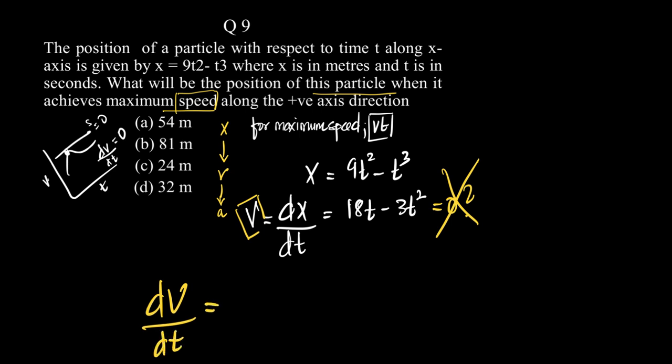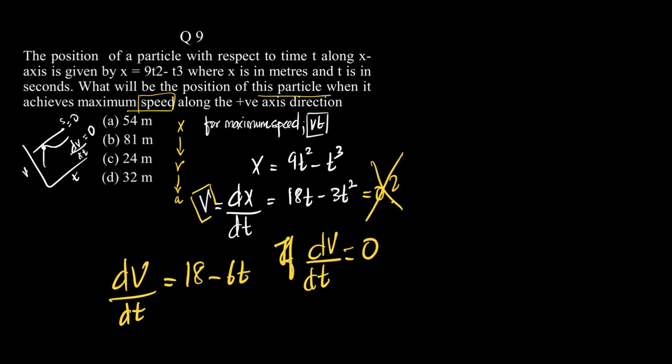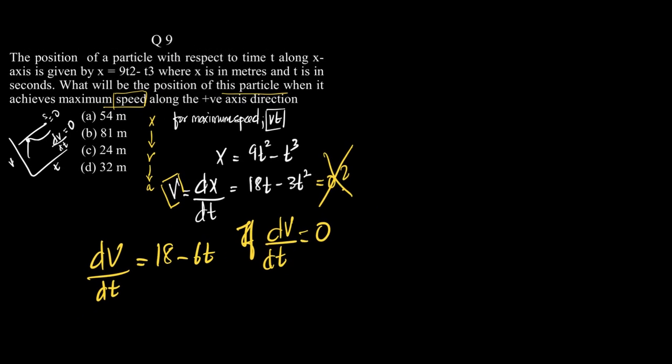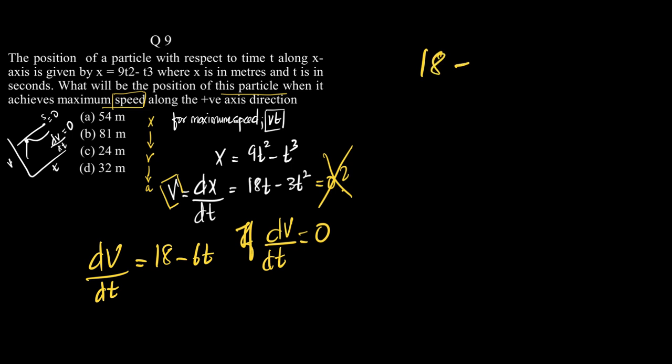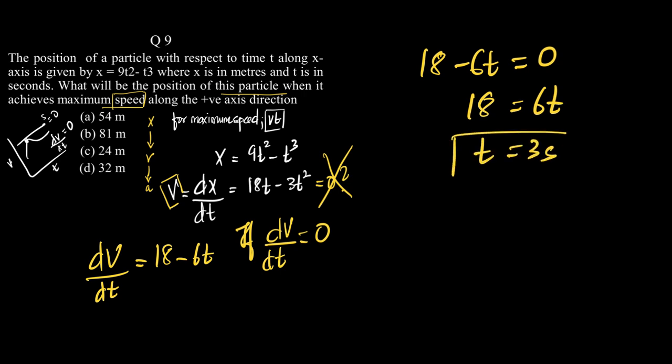So what is dv by dt? dv by dt is 18 minus 6t. Now, if dv by dt is equal to 0, what can we say further? We can say that 18 minus 6t is equal to 0, which implies 18 is equal to 6t, and then t is equal to 3 seconds.